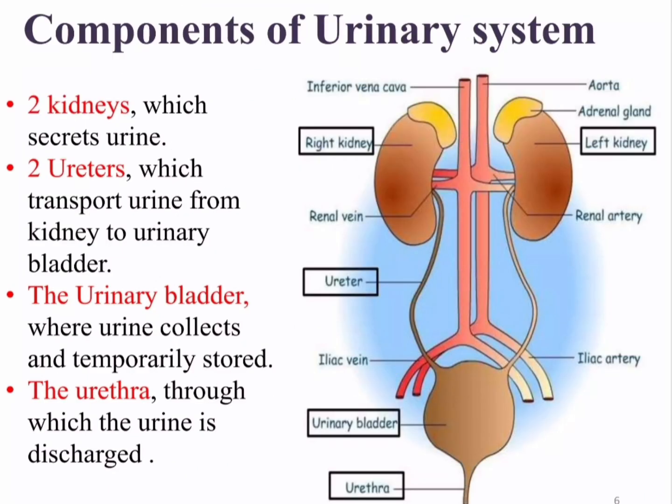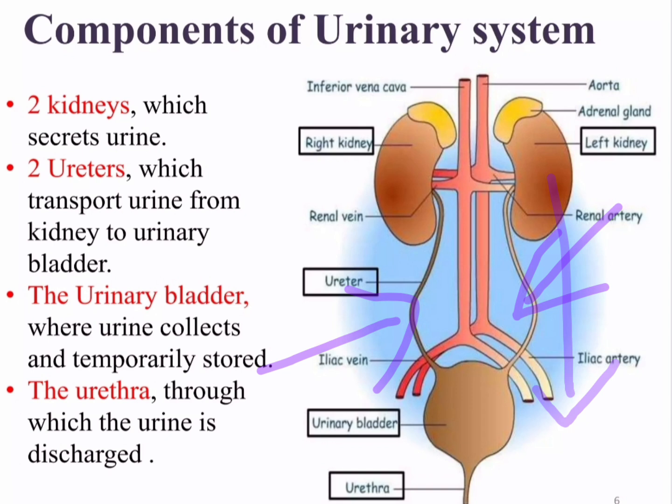So the components of urinary system. There are two kidneys which secrete the urine. So there are the left kidney and the right kidney. In the diagram you can see two kidneys, and there are two ureters which transport urine from kidney to urinary bladder. There you can see the tube-like structure that is called the ureter. There are two, one on the left side, one on the right side, that transport the urine from the kidney to the bladder.